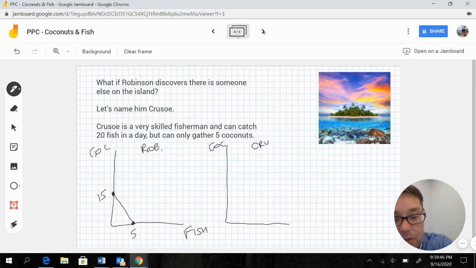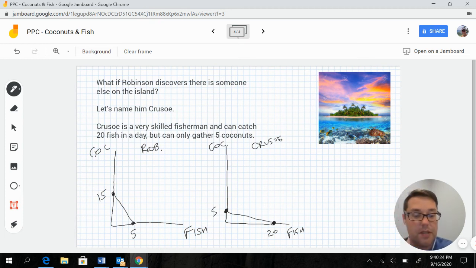Okay, so this is going to be Crusoe, coconuts, and fish. And again, we have the variables on the same corresponding axes. You could switch these around as long as you have the intercepts correct. So Crusoe has a different skill set, right? He can only gather 5 coconuts, so that's not very many. So that's way down here. But he's a very skilled fisherman, right? So he can catch 20 fish with his bare hands. That's impressive. Okay, so his PPC curve would look something like that.